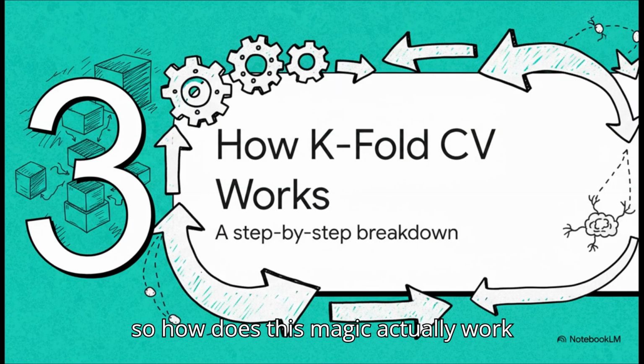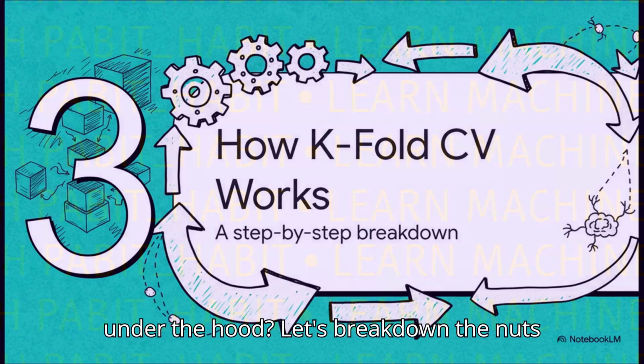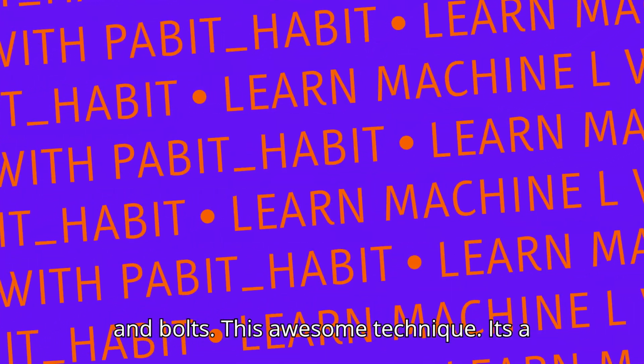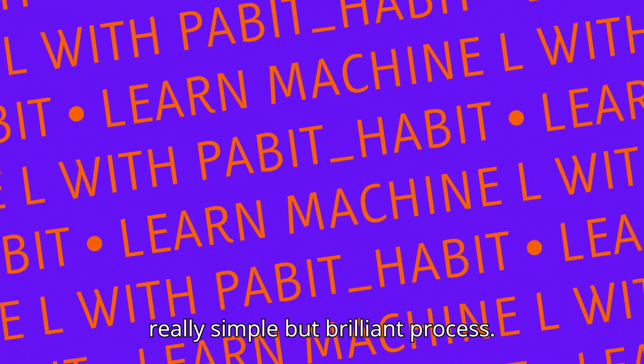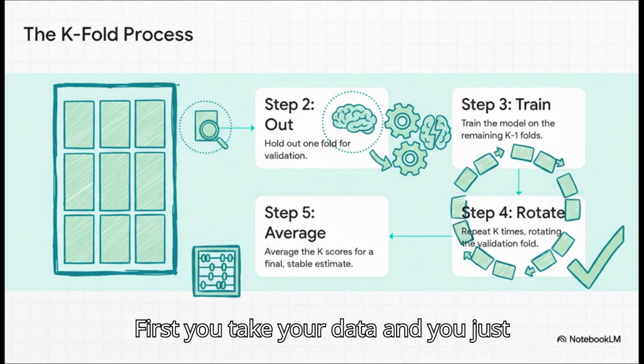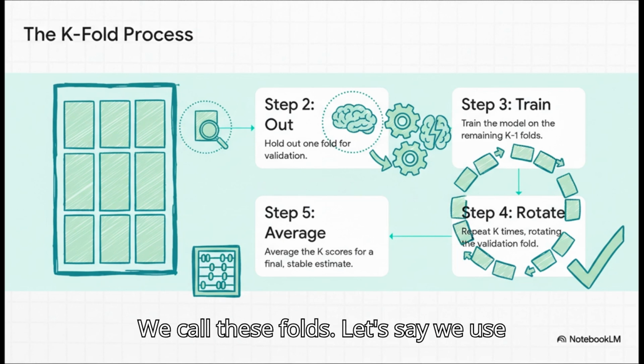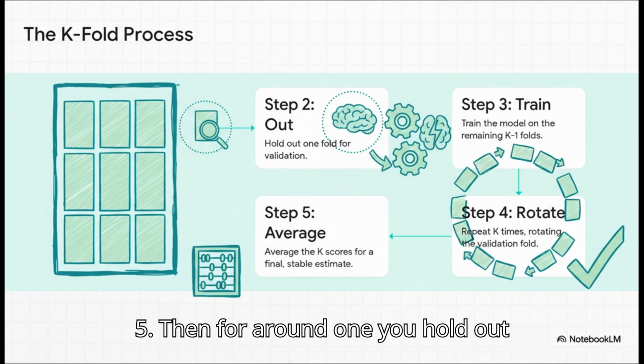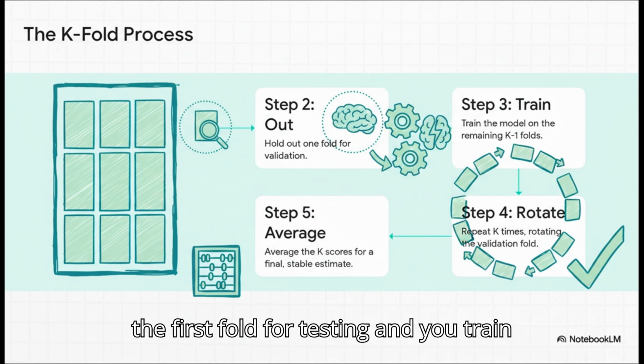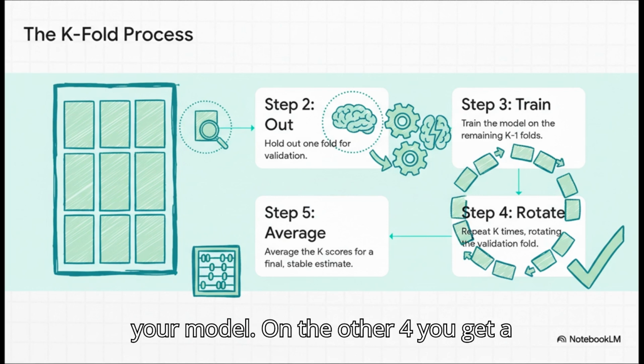Okay, so how does this magic actually work under the hood? Let's break down the nuts and bolts of this awesome technique. It's a really simple but brilliant process. First, you take your data and you just chop it up into a number of equal parts. We call these folds. Let's say we use 5. Then for round 1, you hold out the first fold for testing, and you train your model on the other 4. You get a score.